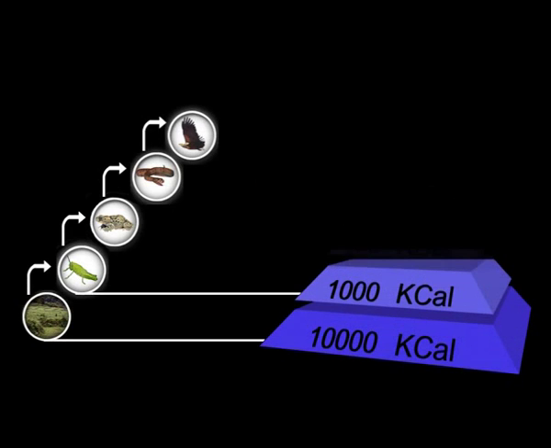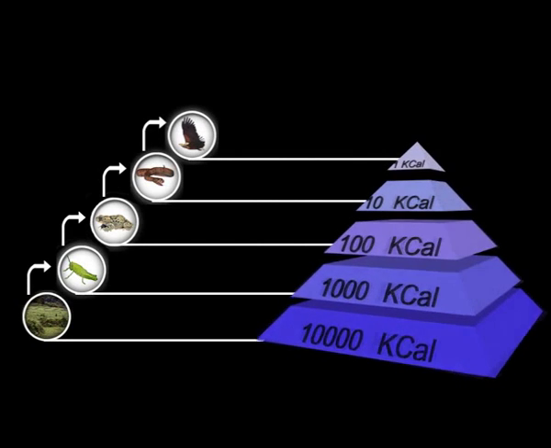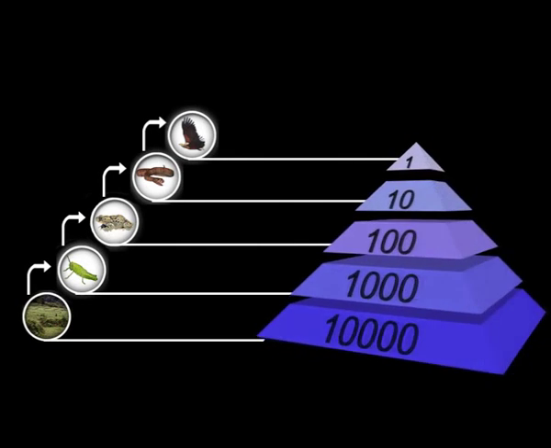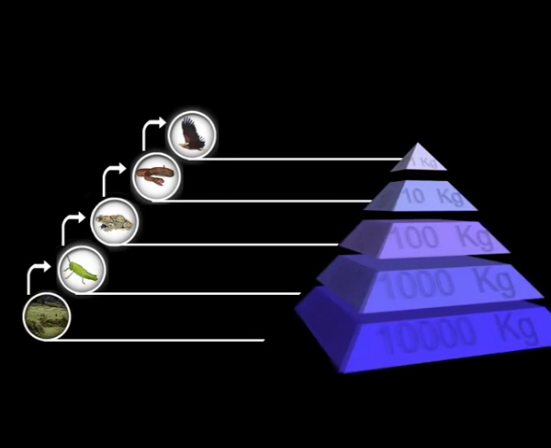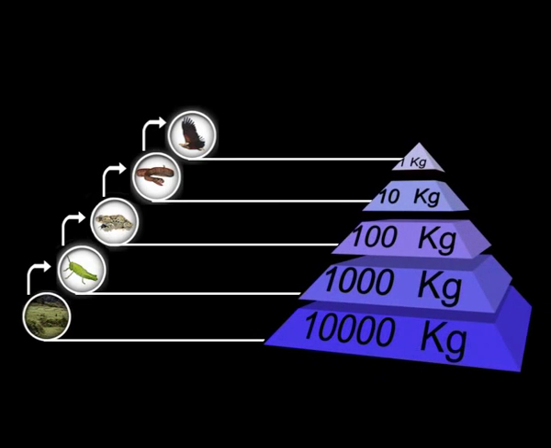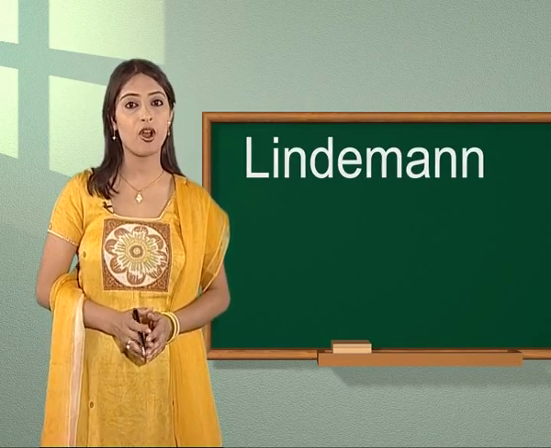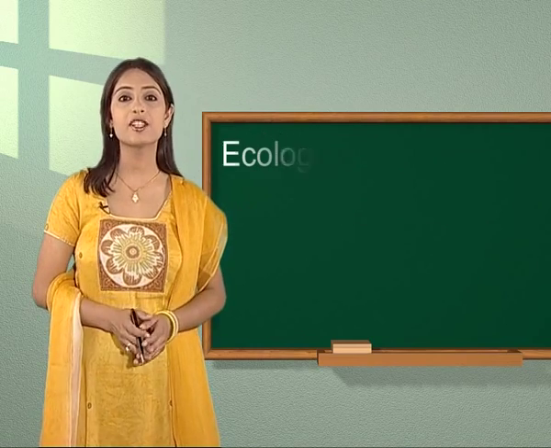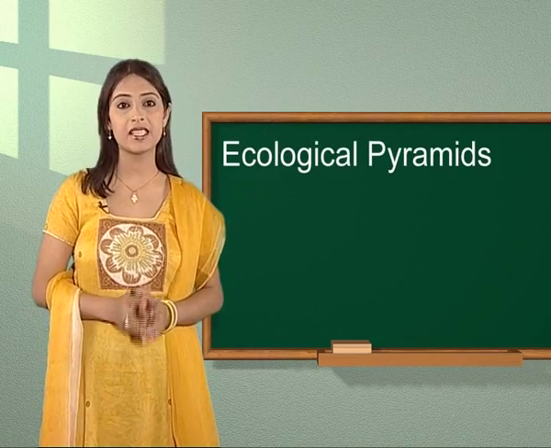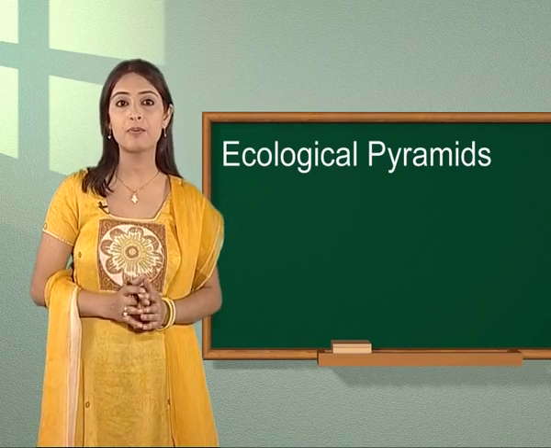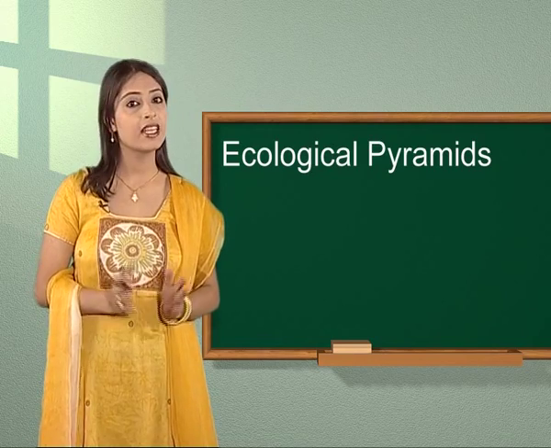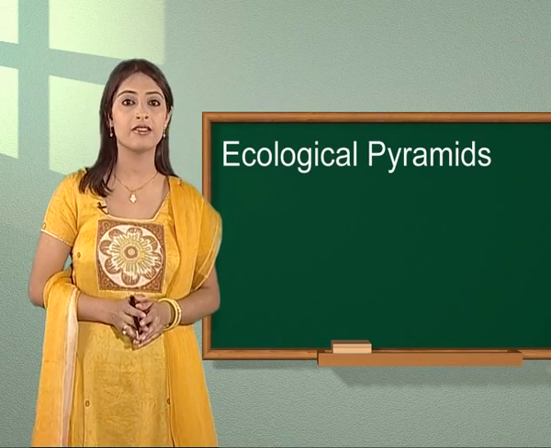Each bar in the energy pyramid indicates the amount of energy present at each trophic level in a given time or annually per unit area. Lindemann gave the concept of the 10% energy transmission law. It is estimated that about 90% of the energy is used up at each trophic level and only 10% of it is transferred to the next trophic level.